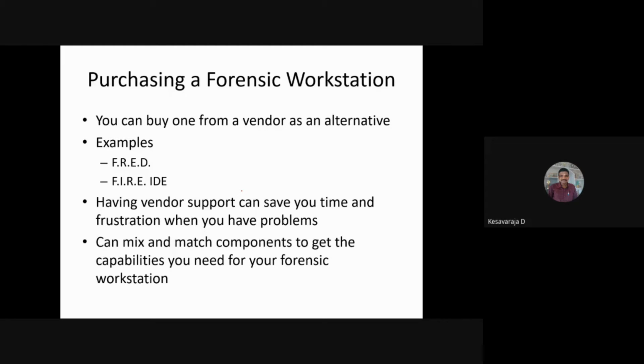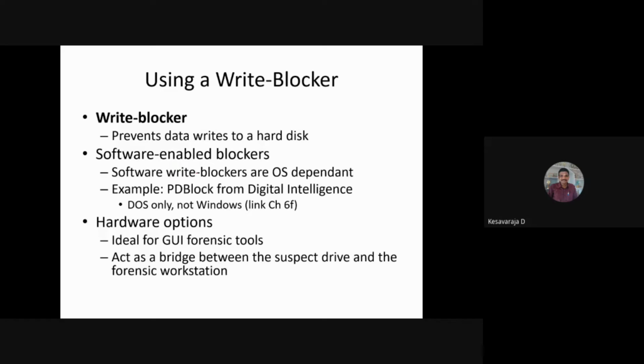Some basic examples: you can buy alternate software, FRED or FireID. These are some of the forensics workstations. The last one is the write blocker. For example, during investigation, you can collect a hard disk. In that situation, the first and foremost step is to prevent data writes, that is, prevent any modification or alteration in the data. So first, the write blocker.